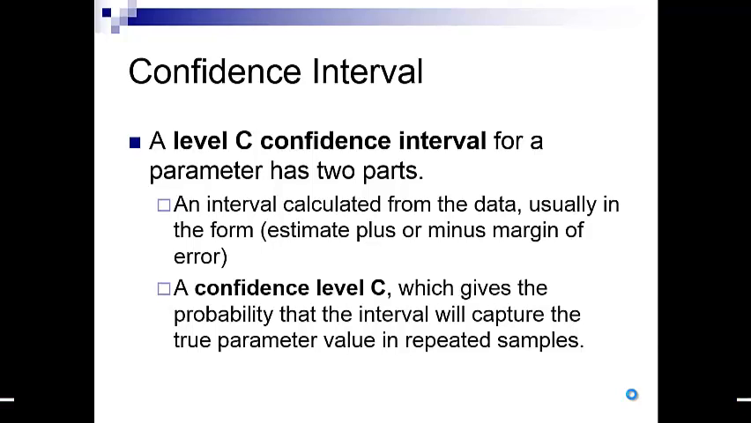Several of you did very, very well in interpreting the level. And here it says a confidence level C gives the probability that the interval will capture the true parameter in repeated samples. And y'all did a pretty good job in saying that in repeated samples, 95% of the intervals calculated in this manner would capture the true mean, and then put it in context. So don't forget the very important difference between confidence interval and confidence level.